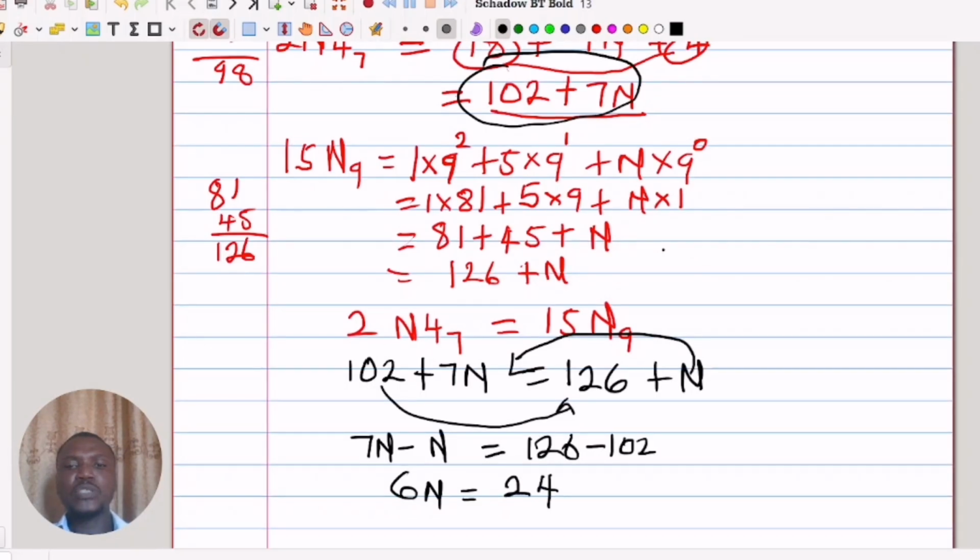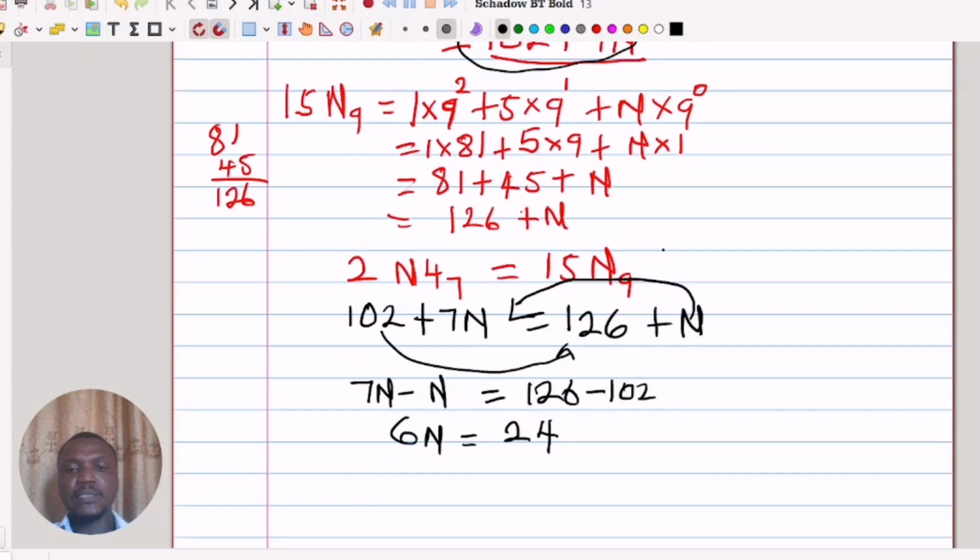24. The next step is to divide both sides by the coefficient of n, which is 6. So we divide both sides by 6. 6 will cancel 6, and we are left with n. So 24 divided by 6 will give us 4. So our n is 4.